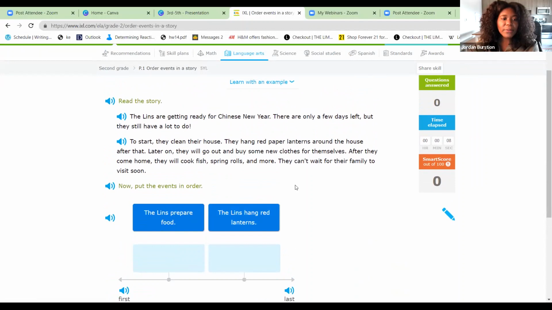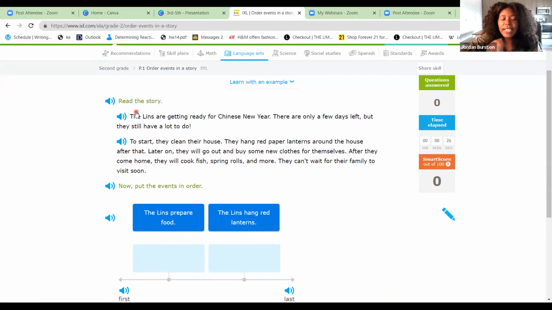Okay, so we're going to scroll down a little bit more. So this one, we're going to read a story together, and then they want us to put the events in order. Okay, so what I'll do, I'll read this story for you, and you can just read along, listen along, and then I'll have you answer the question by yourself.